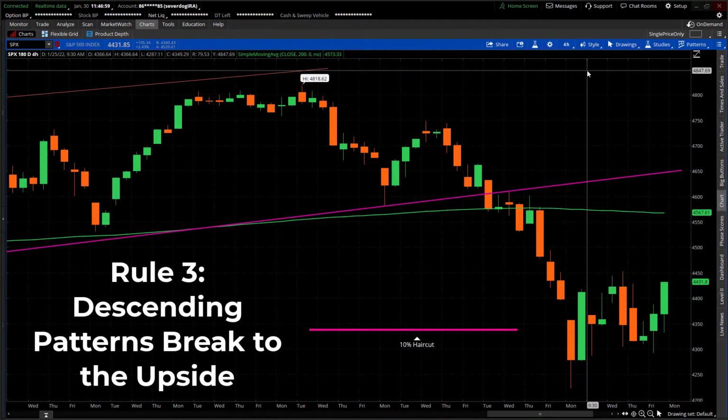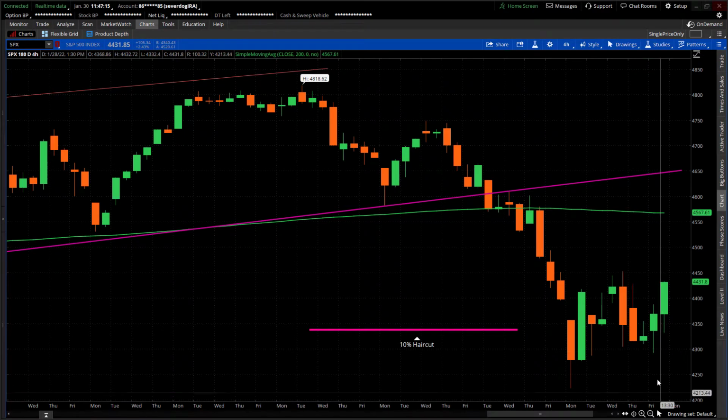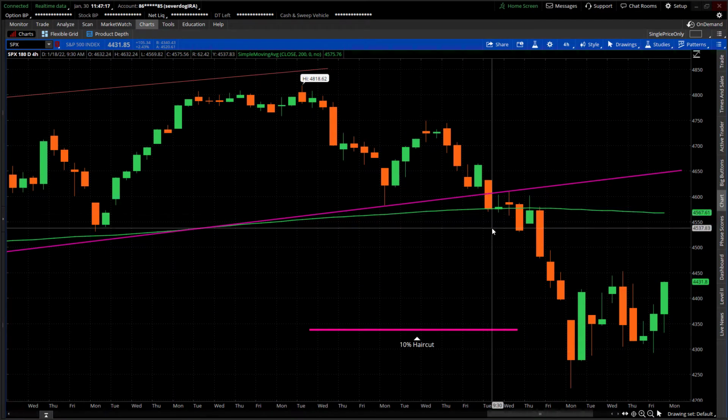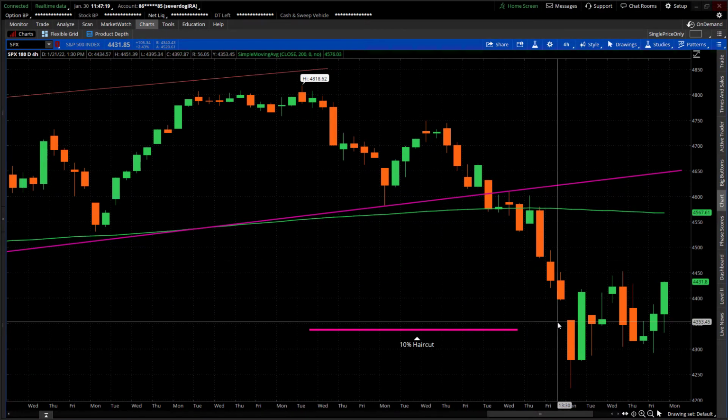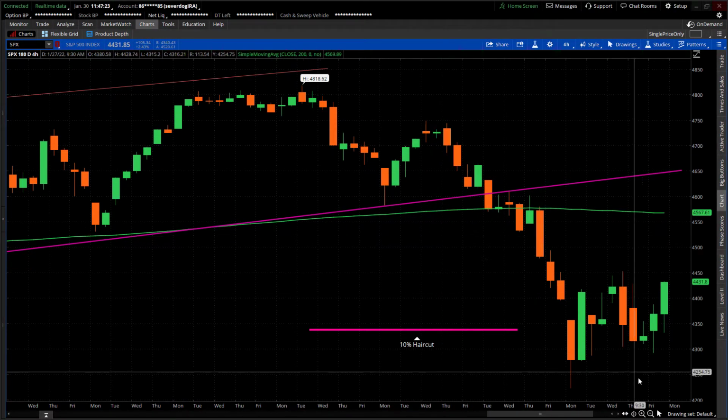Now the converse is also true. Ascending patterns will break to the downside eventually as well. So to understand this, again, I'm going to stay at the 4-hour chart. It doesn't matter whether we use the 4-hour chart or the hourly chart, something with a smaller time frame so that we can see with clarity these lower highs that set up.